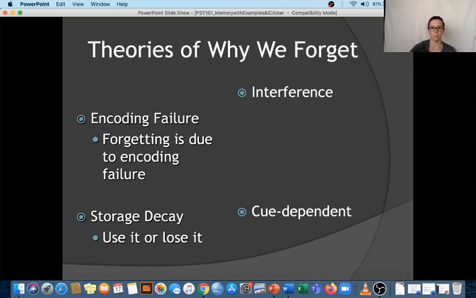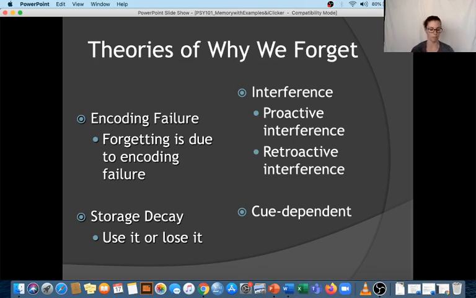Another theory of why we forget is storage decay. This is basically the use it or lose it theory. Over time, if we aren't recalling information, if we aren't retrieving it, I should say, we're going to lose our ability in context cues and the ability to retrieve it ever.